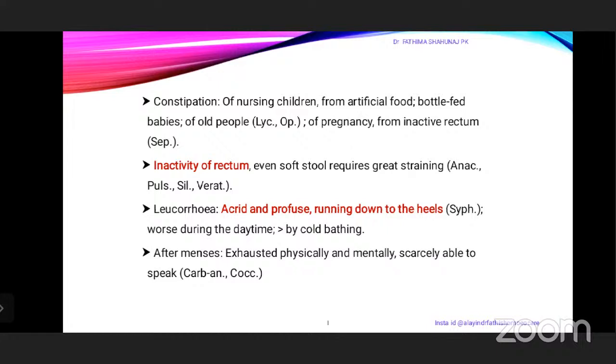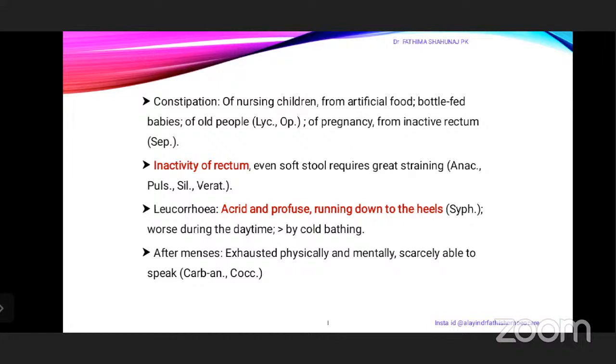Leucorrhea, acrid and profuse, running down to the heel, which is combined with silicea, that is leucorrhea profuse, soaking through the napkin and running down to the heel. So in this one, in alumina, the leucorrhea is very acrid and profuse, running down to the heel. And in silicea, leucorrhea is profuse, soaking through the napkin and then running down to the heel.